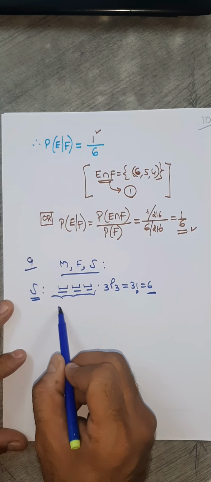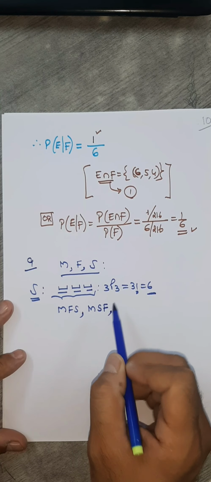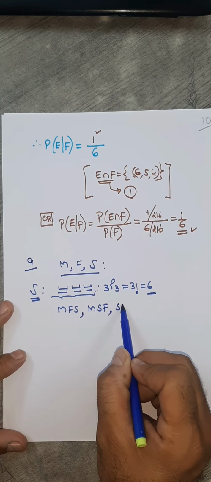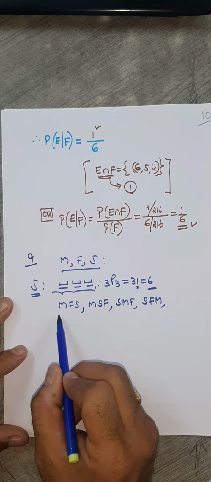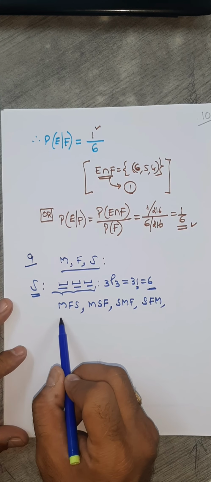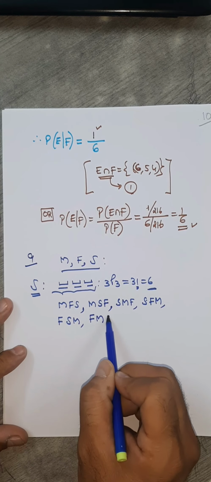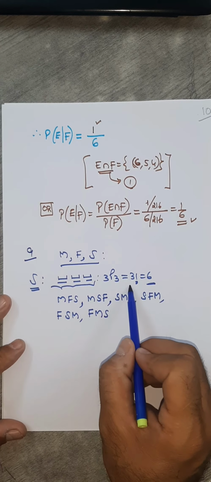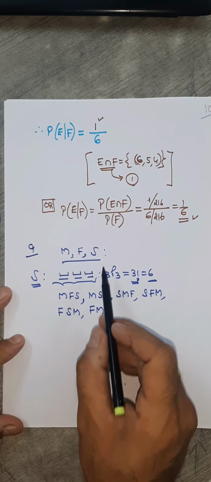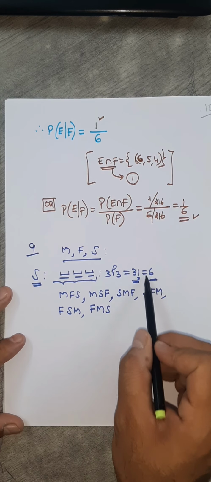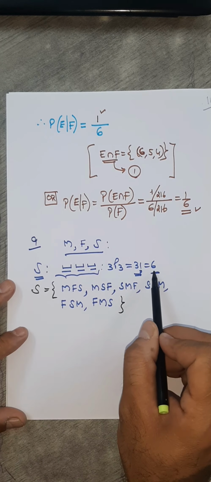It has 6 outcomes. You can list out MFS, then MSF, then you can write SMF, then you can write SFM, then you can take FSM and FMS. So these are how many outcomes? 6 outcomes, 3 factorial. Your number of objects is just 3, so you can list this. If you have 10 objects, then it's difficult to list. So this concept can be used. This is the main sample space. 3 factorial, that is 6 outcomes.